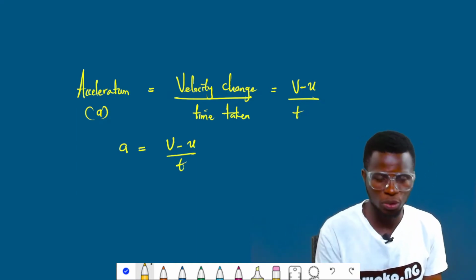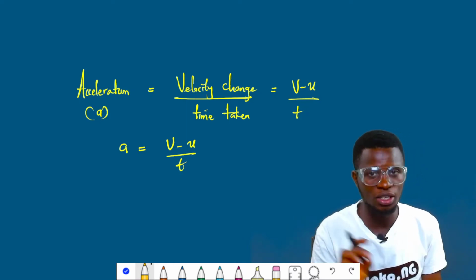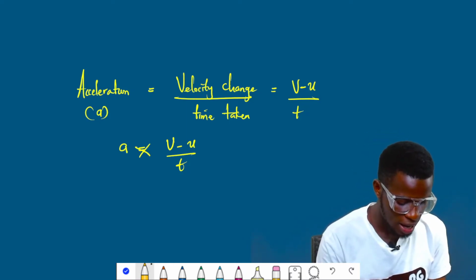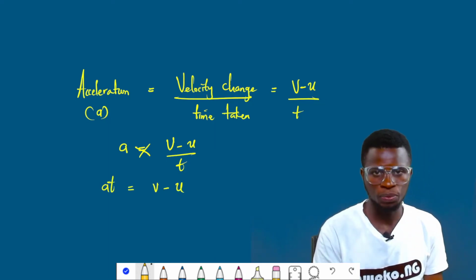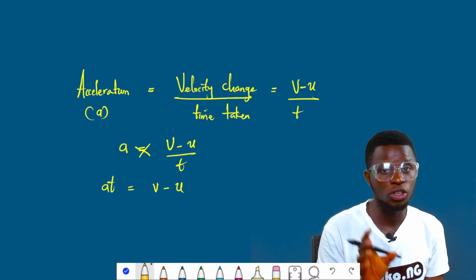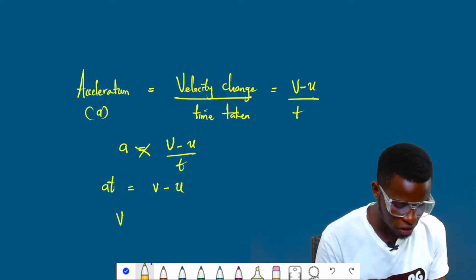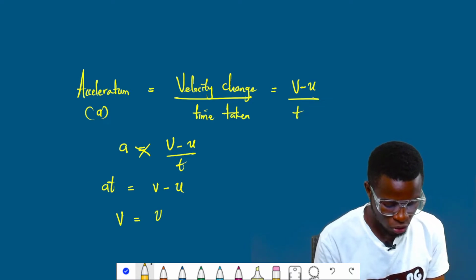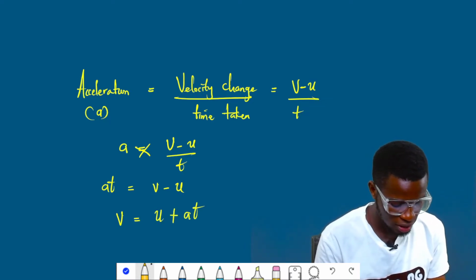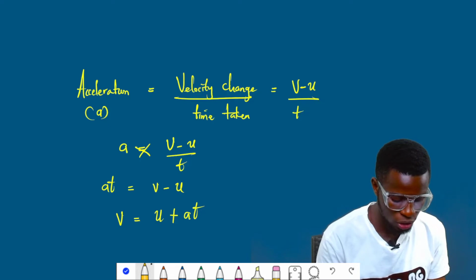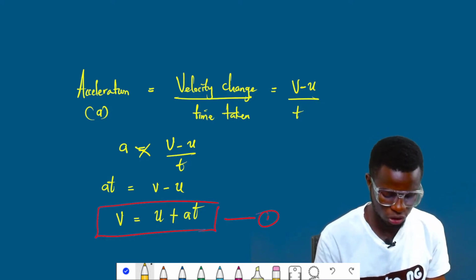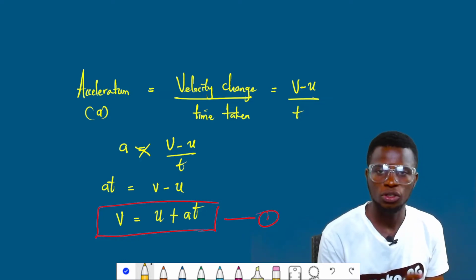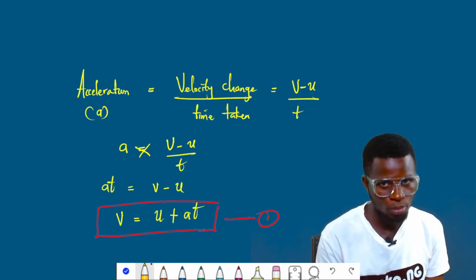So we can say that a is equal to v minus u all over t. If we decide to cross multiply so as to have a linear equation, we can say that acceleration times t, at, is equal to v minus u. And if we make final velocity the subject of the formula, we have v equal to u plus at. And this is the first equation of motion. We can call this equation 1. All right, this is our first equation of uniformly accelerated motion.